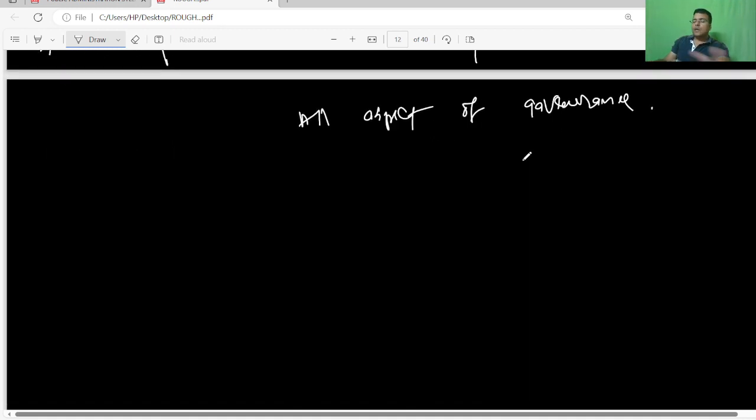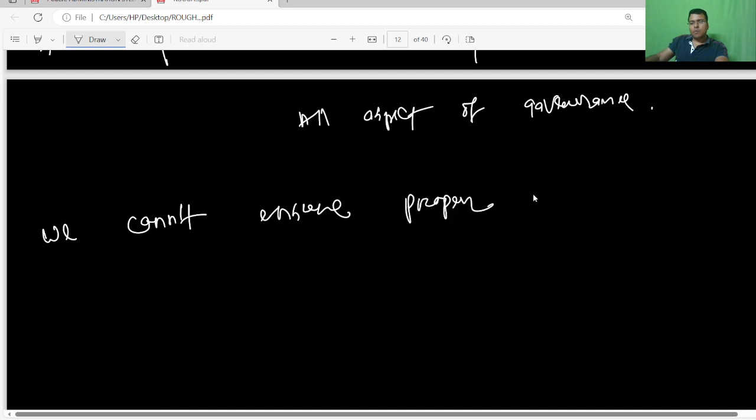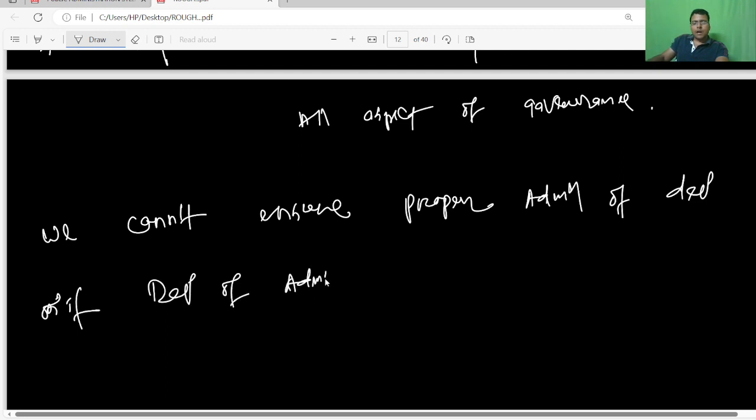So we cannot ensure proper administration of development if development of administration is improper. Clear? We cannot ensure proper administration of the development process if development of administration is improper.